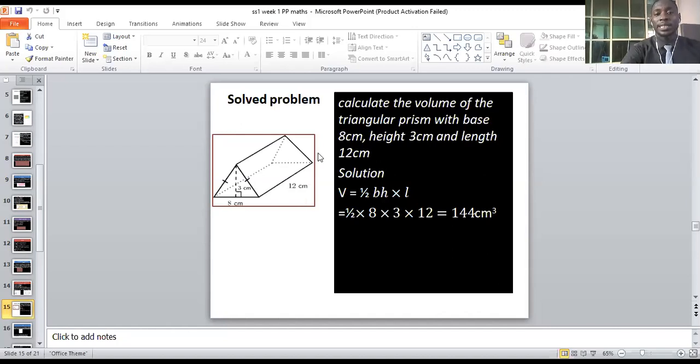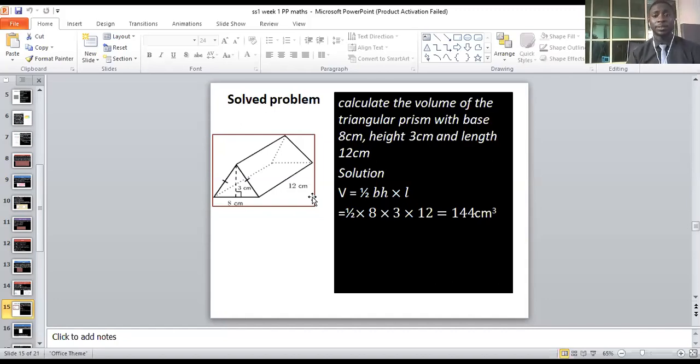The length given is 12 centimeter. So V equals 1/2 base times height times L, whereby base is 8 centimeter, height is 3 centimeter, and the length is 12 centimeter. Sum it all, you have 144 centimeter cube. I told you the unit of volume is centimeter cube.